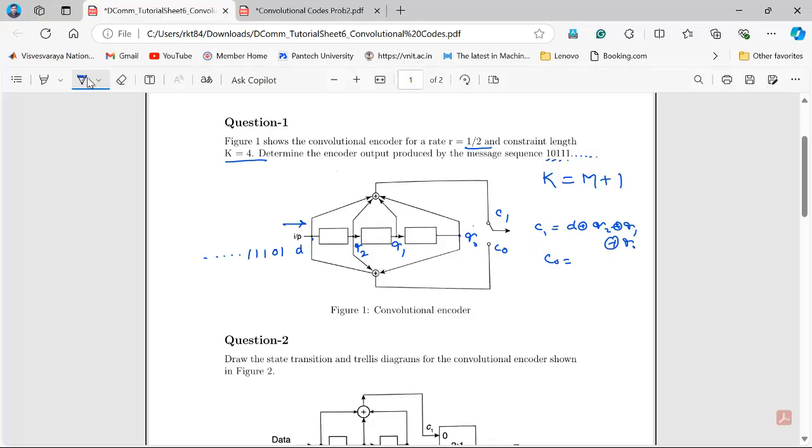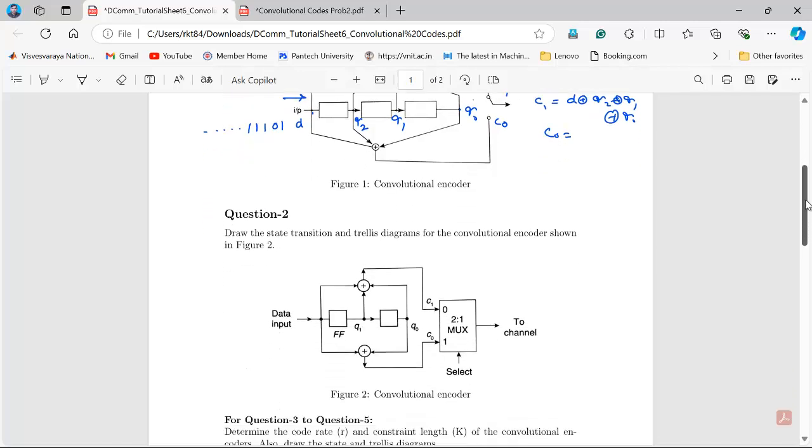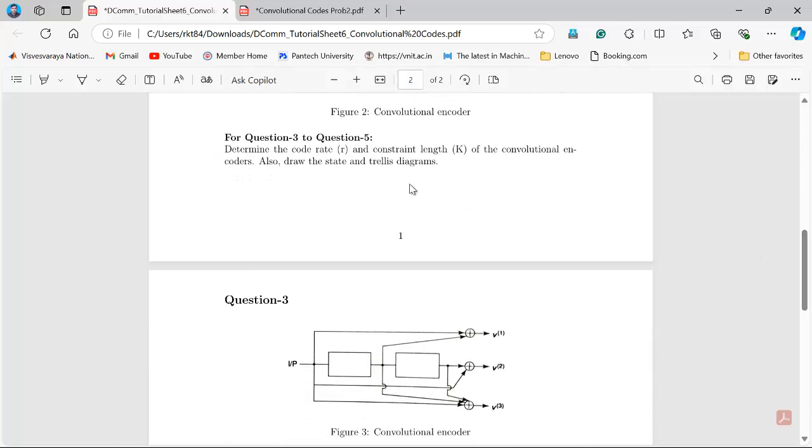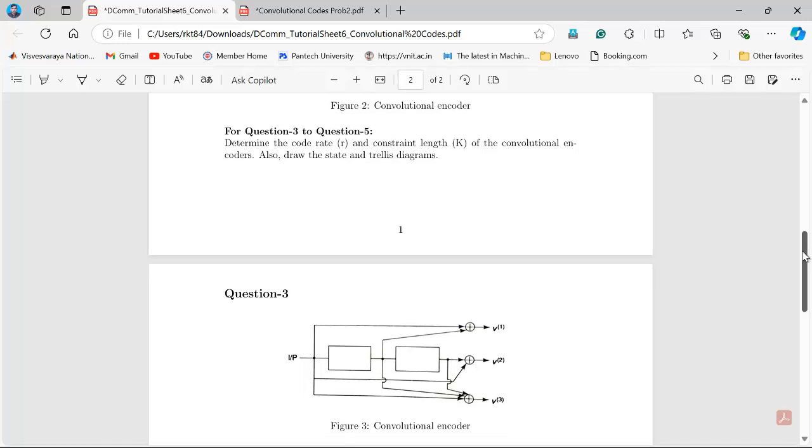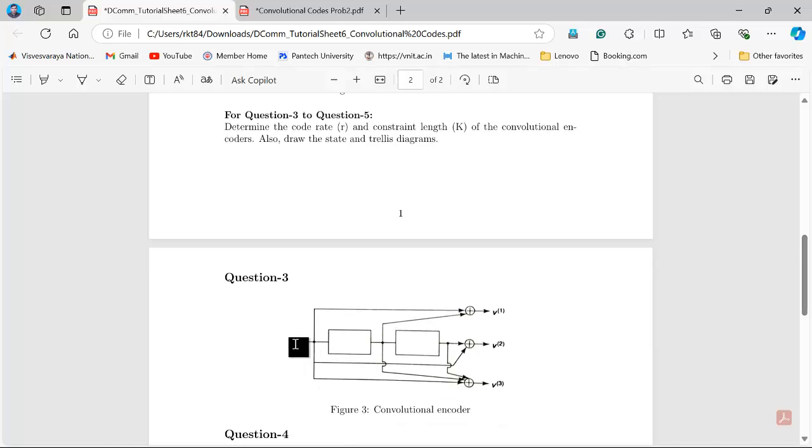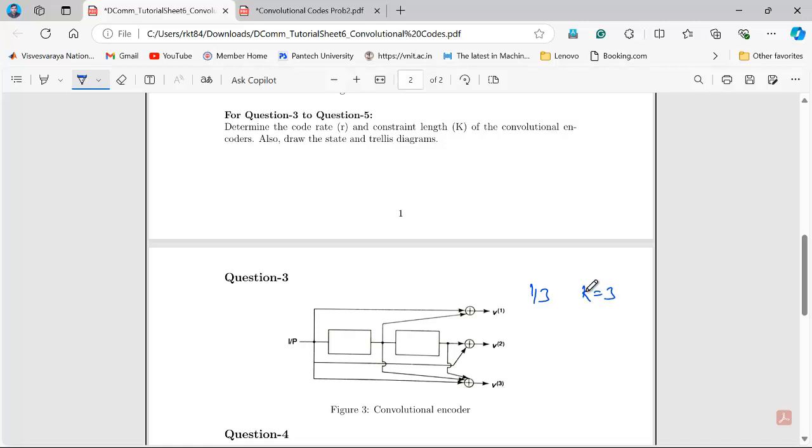Okay, so now question 12 is clear, and now you can check in this one also. Again here, what is the code rate? 1 input, 3 modulo 2 adders, so 1 by 3, right? Constraint length k is 3, like this. So you can find it. Now you can draw the state diagram and trellis diagram that I have discussed. I hope you can do that.